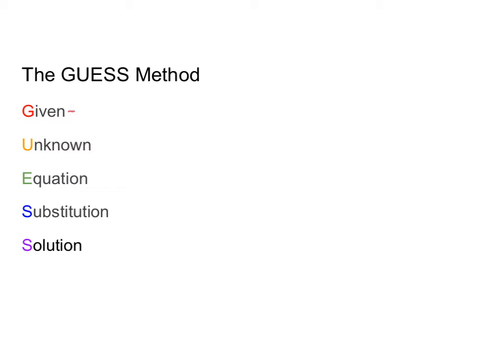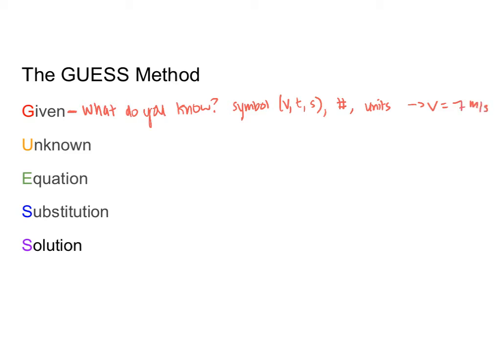So you're going to start by listing out your givens. So you're going to list out what you know. And you're not just going to list out a bunch of numbers. What I want you to do is give me the symbol. So that would be something like V for velocity, or T for time, or S for displacement, and so on and so forth. I'd like you to give me the number that it's equal to and its units. So your givens will be in the form of, for example, velocity is equal to 7 meters per second. So that is the form that you're going to want all of your givens to take.